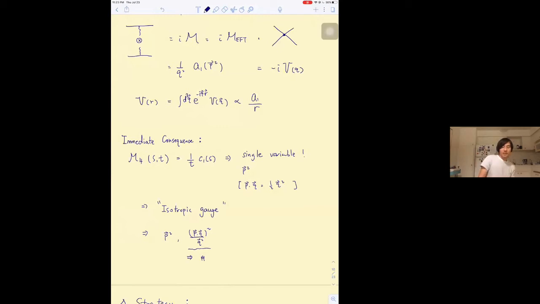But this requires some complicated gauge transformation, whereas this is something totally transparent from an amplitude point of view.